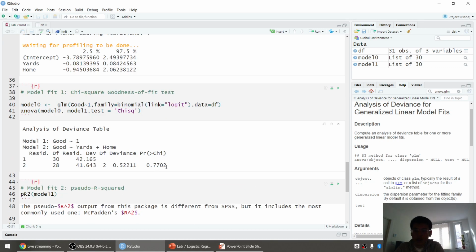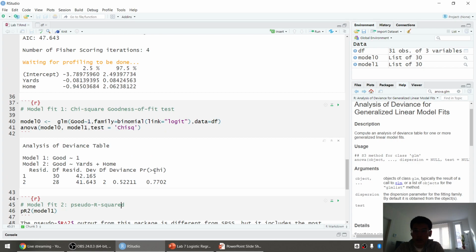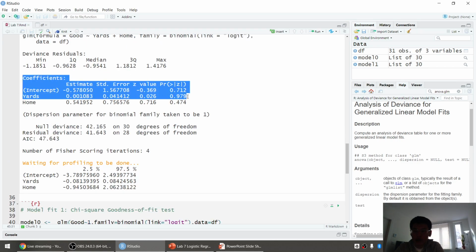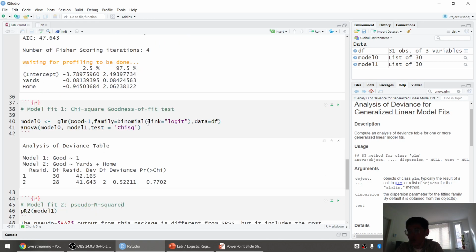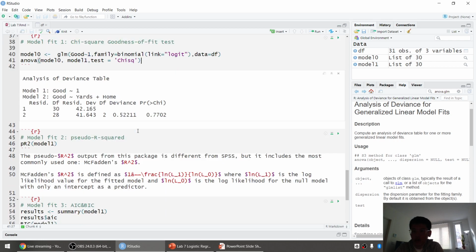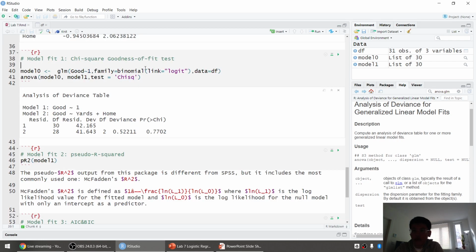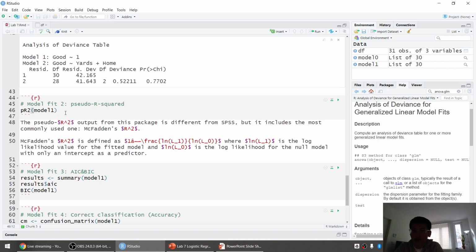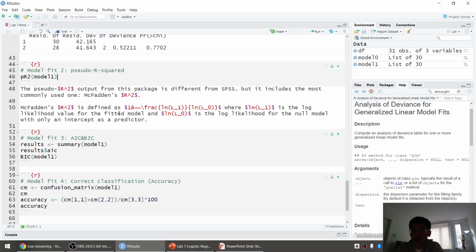Okay. So how about we just talk about the interpretations of the coefficients at the end? We're just going to continue for the model fit. So after this chi-square goodness of fit test, we can see the model fit test. The second one is the pseudo R-squared. By using pseudo R-squared, we're using this PR2 function.